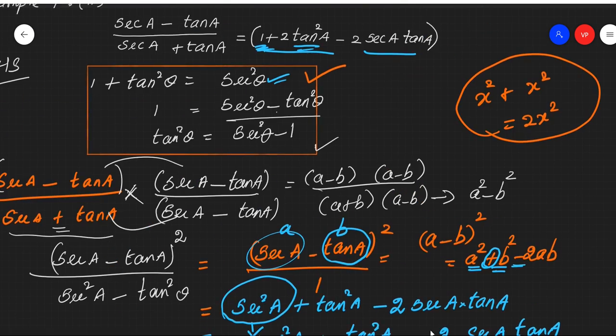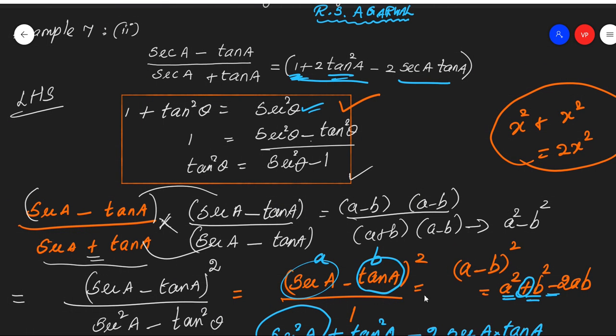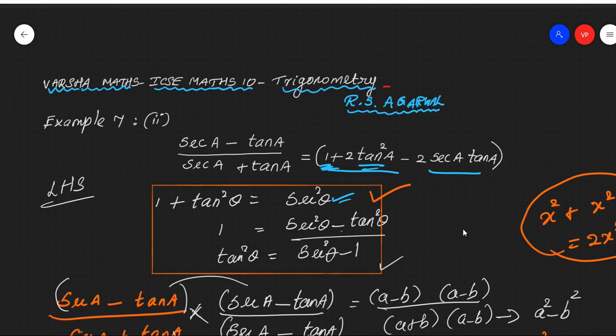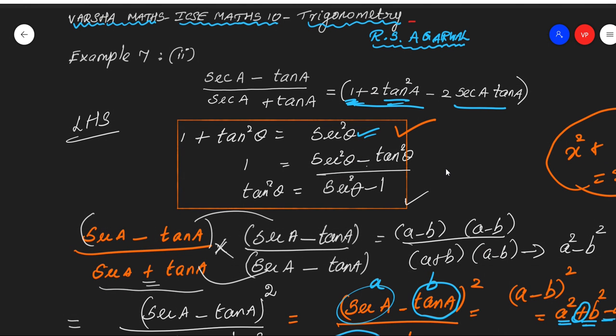Students, do you understand? With very simple steps we got the problem. With a thorough knowledge of the algebraic identities and the trigonometric identities, we can do each and every problem more and more easily. Okay, thank you students.